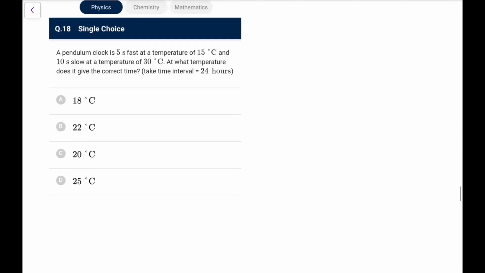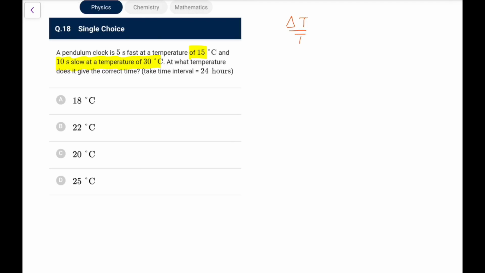A pendulum clock is 5 seconds fast at a temperature of 15 degree. Okay, 5 seconds fast, that means it will gain time. And 10 seconds slow at 30, that means it will lose time. At what temperature will it give the correct time? Definitely it would be between 15 and 30, and all options are there. So we need to be careful. For the first, it is 5 seconds fast, and for the second, 10 seconds slow. It is not given up to how much time.